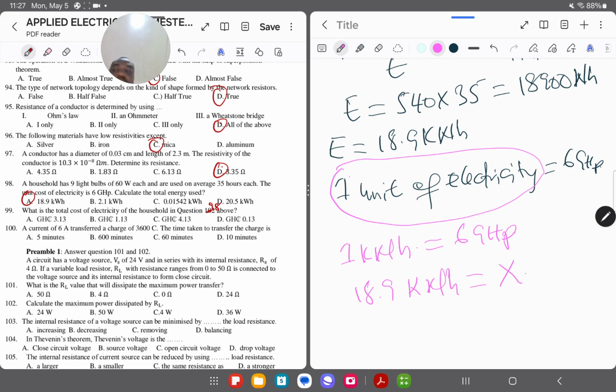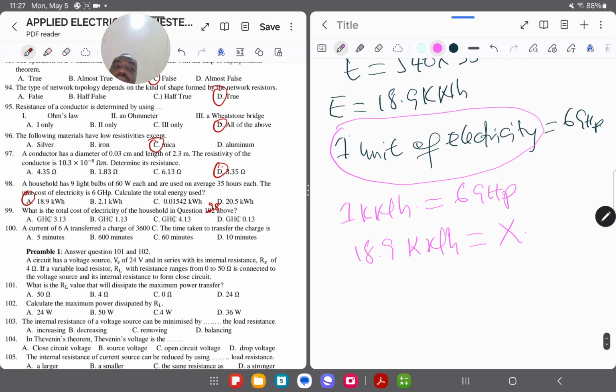Then I can put here to be S. So this is about proportionality, right? Now based on this, the cost is going to be S, which is going to cross multiply. Now it's just going to be 18.9 times 6 Ghana pesos, which is going to be 113.4 Ghana pesos, and we change this into Ghana cedi.